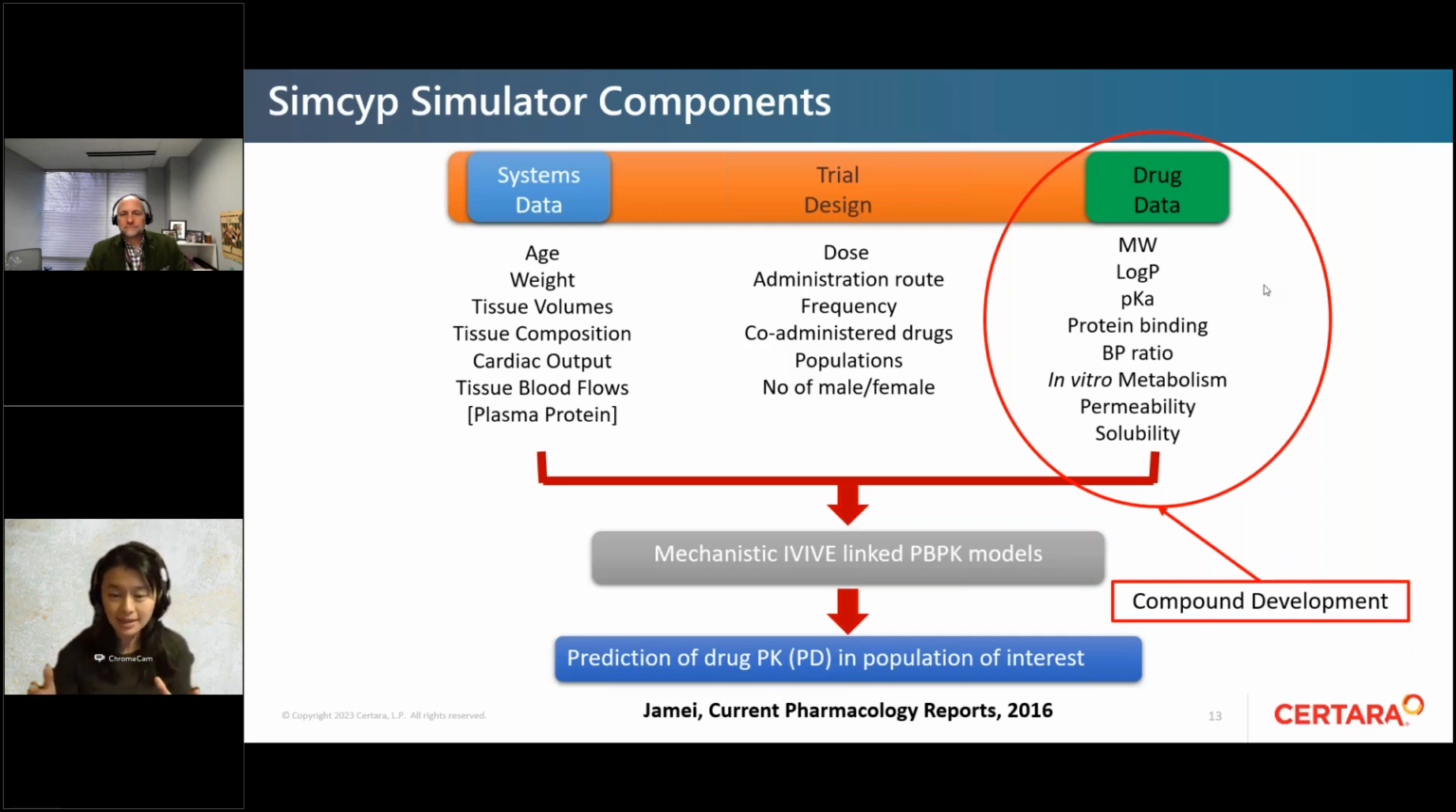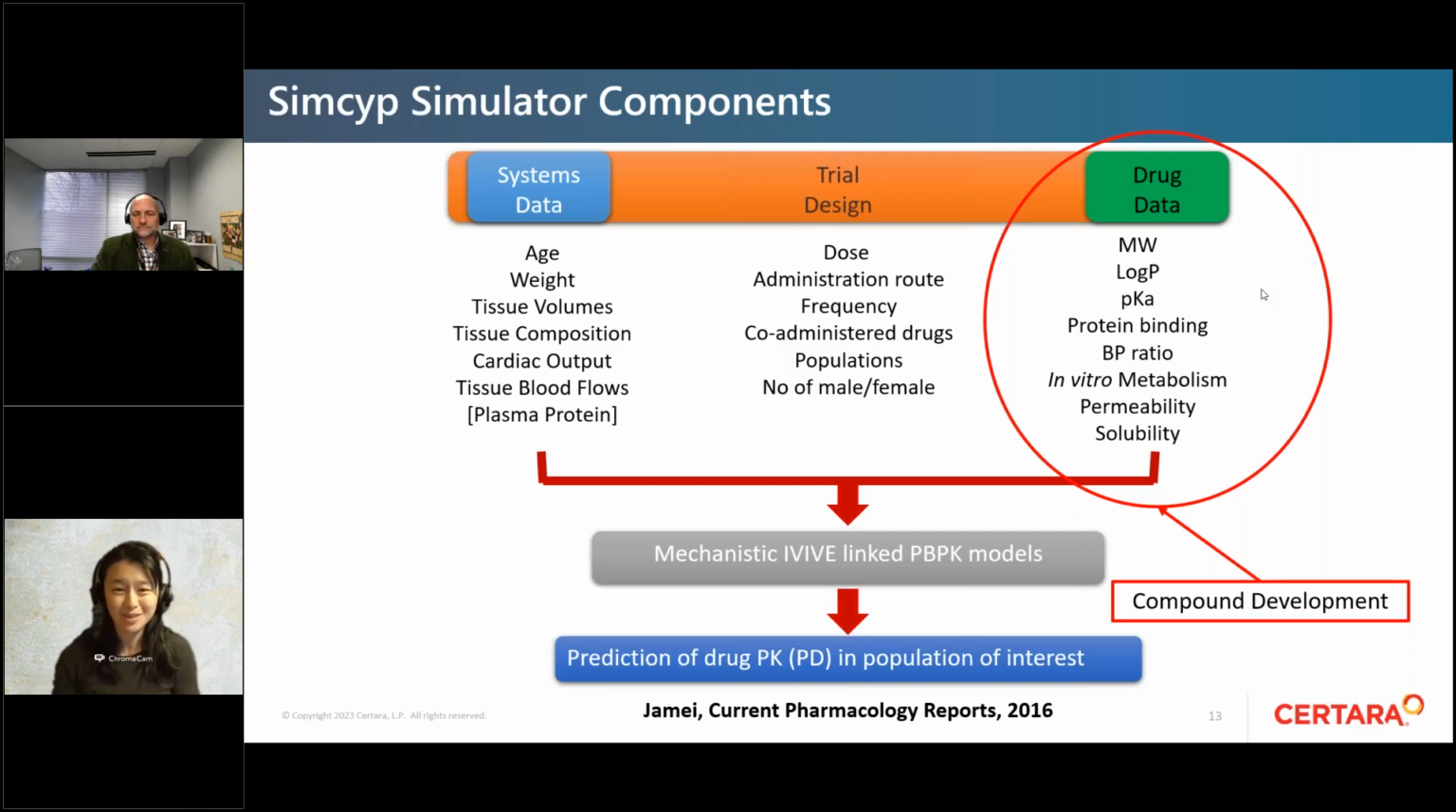And then lastly is the drug data or the compounds data. And this is where my team focused their efforts this year. Really this is for the development of the compounds going into the simulator, and the information that we pull together to make this happen are all the physiochemical properties of the drugs, the metabolism, the absorption pathways, solubility, etc. We put that all together to come up with our predictions of drug PK, and in some cases, the pharmacodynamics as well in your population of interest.